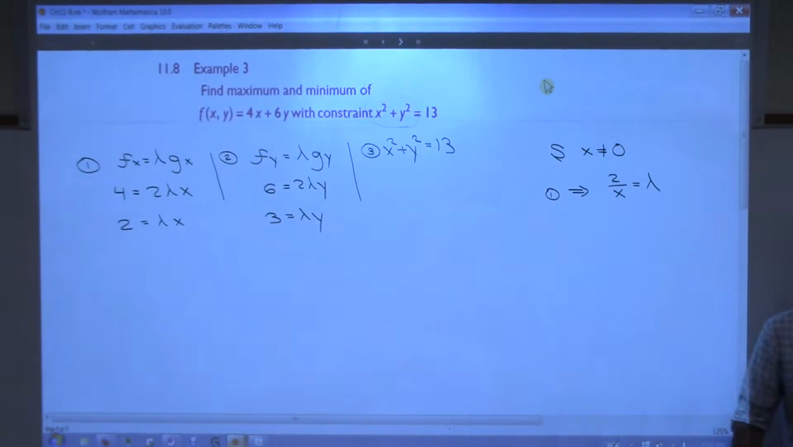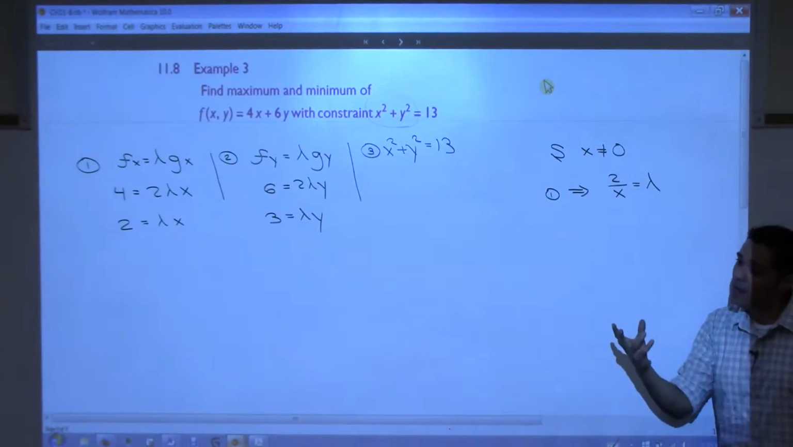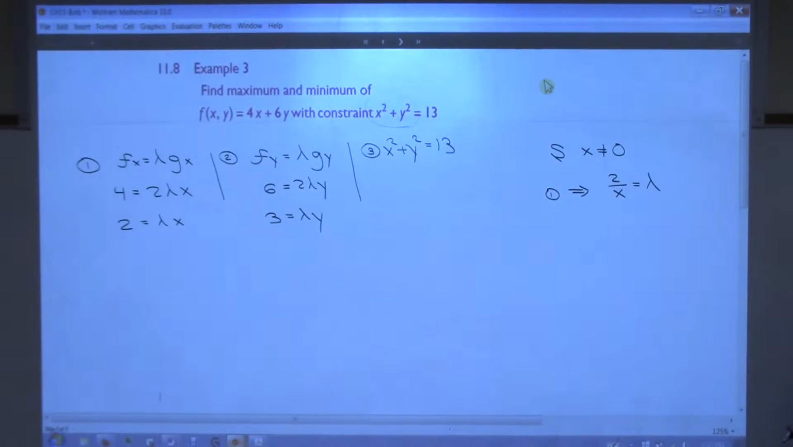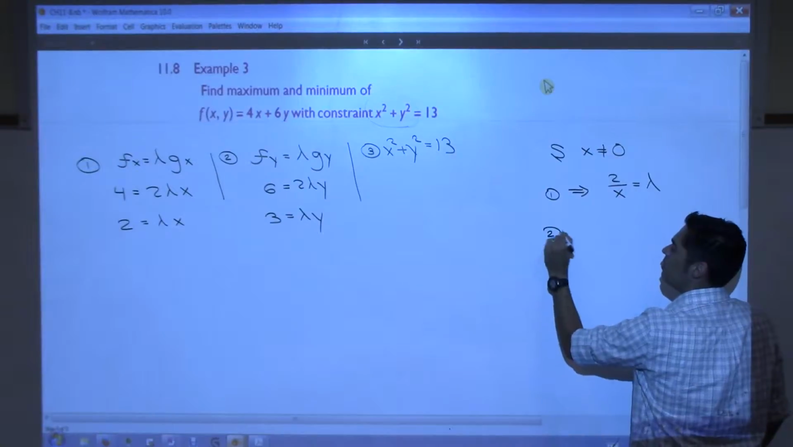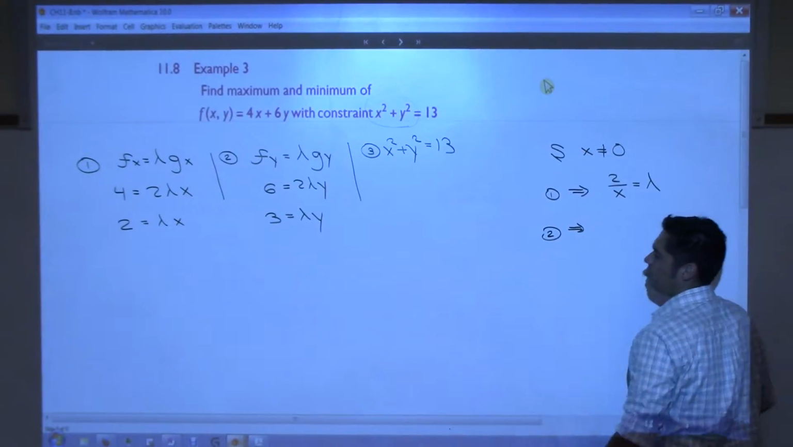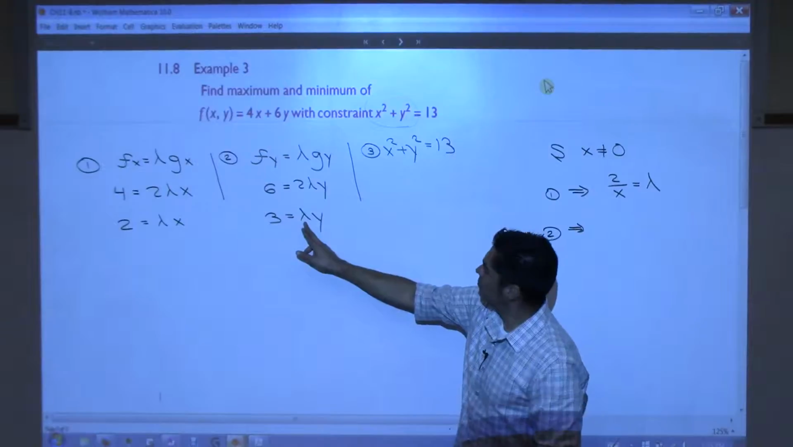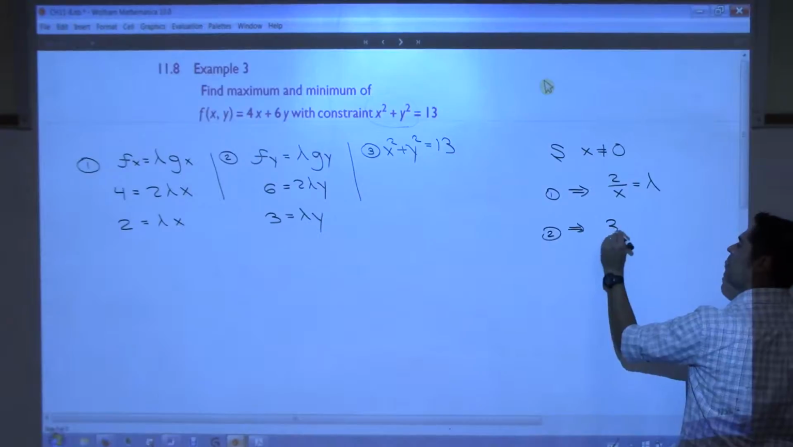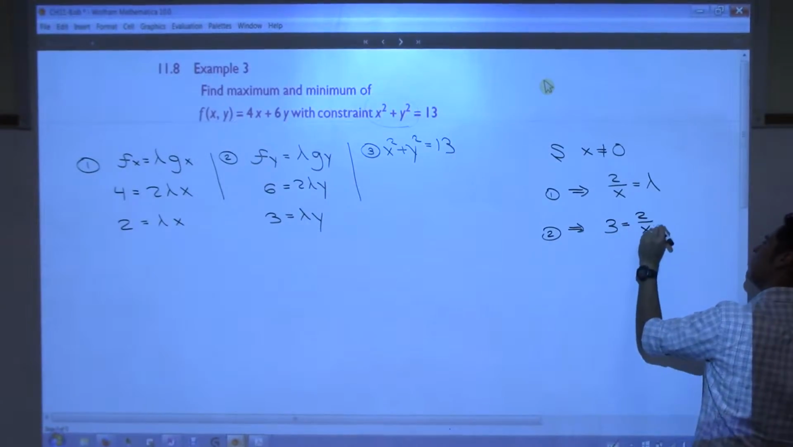What do you think that means we're going to need to do when we're done here? Go back and say, well, what if x is 0? And if you forget to do that, then you're missing part of the problem. I can only divide both sides by x if I assume x is not 0. Understand? Suppose x is not 0, then lambda's that. Then I can go to the second equation and replace my lambda with 2 over x. So I get from my second equation that 3 equals 2 over x times y.